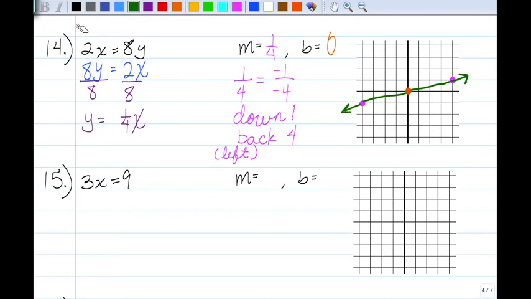Alright, so on number 15, I don't even have a y to get by itself, but I do have an x, so I'll just go ahead and get the x by itself. To do that, I need to divide both sides by 3. So that gives me x is equal to 3. Since it's x equals 3, I know that it's actually a vertical line. So that means that my slope is actually undefined when it's a vertical line.